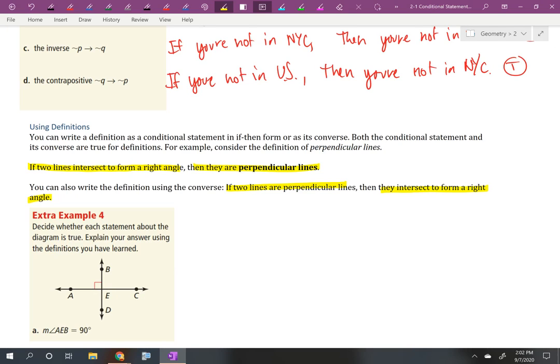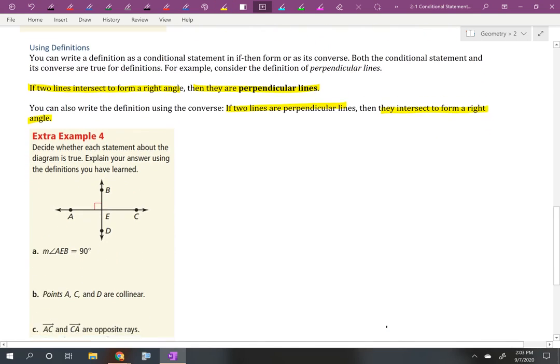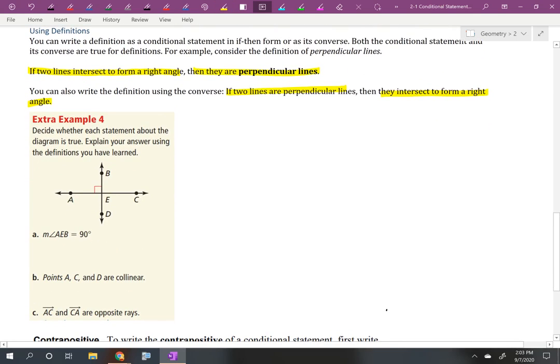Now, if the converse is true, and if the conditional statement is true, then those are called biconditional statements, and you can use the if and only if you want. Now, and I'll get to that probably, I think that's example 5.